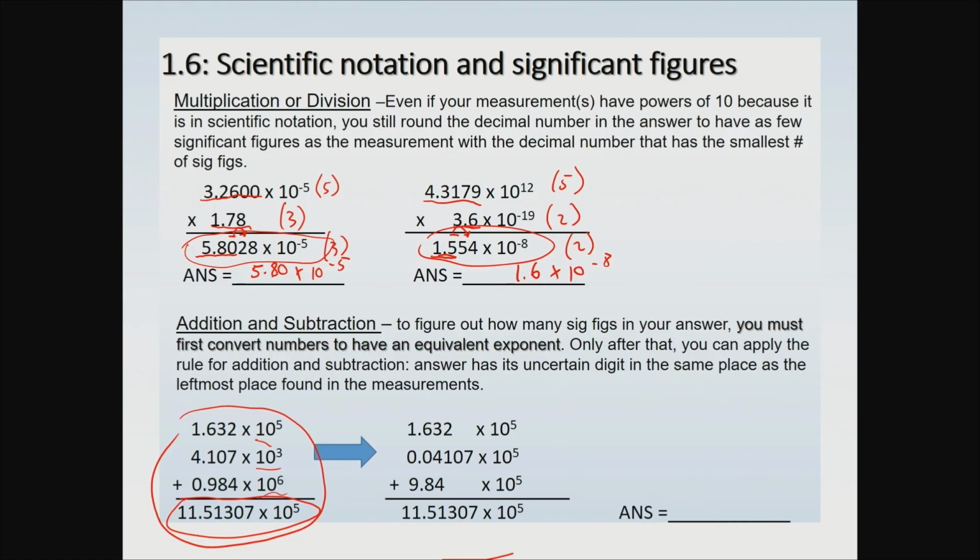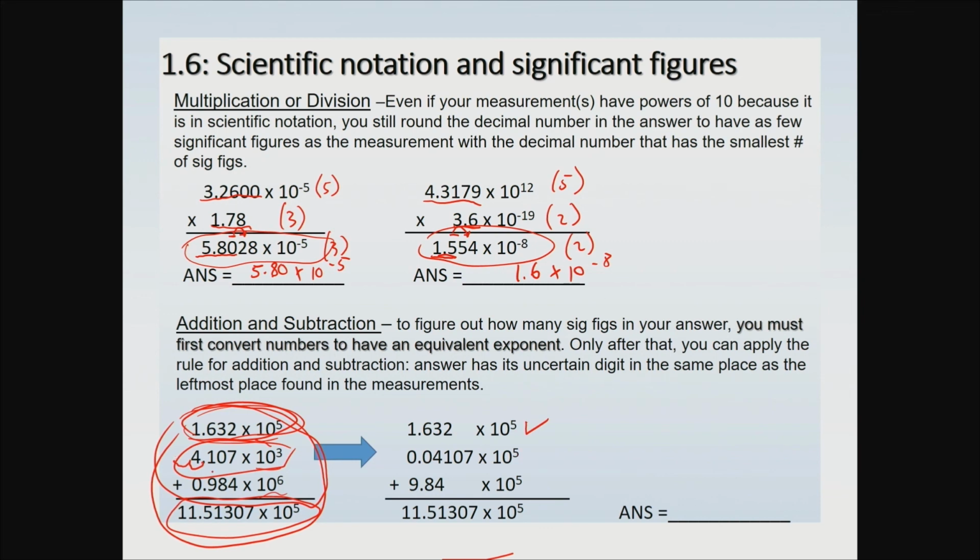So what I've done is I've taken these 3 measurements and converted all 3 of them into equivalent numbers, but now they're all expressed in times 10 to the 5. So 1.632 times 10 to the 5 is fine, this doesn't change. Now we have to convert 4.107 times 10 to the 3 into an equivalent number times 10 to the 5. The rule here is that when you are adding 1 unit to the exponent, you move the decimal 1 place to the left. We're going from times 10 to the 3 up to times 10 to the 5, so we have to move the decimal 2 places to the left.